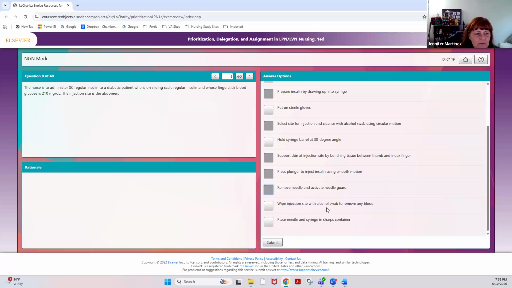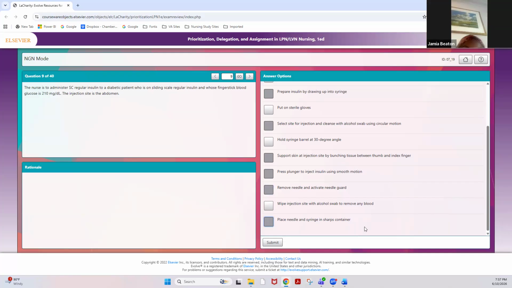Wipe injection site with alcohol swab to remove any blood. No, you wipe. I thought you wipe it with the gauze to remove blood, right? Okay. That's a no. Place needle and syringe in sharps container. Yes. All right. I've got a quick question before we hit submit.